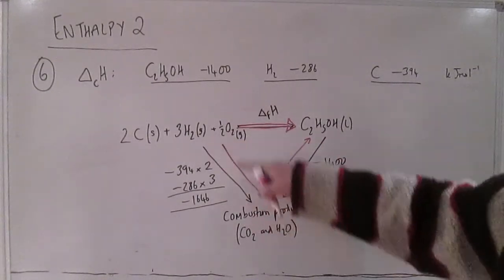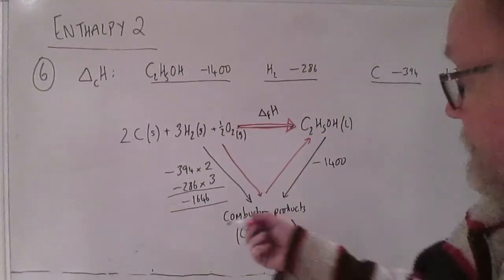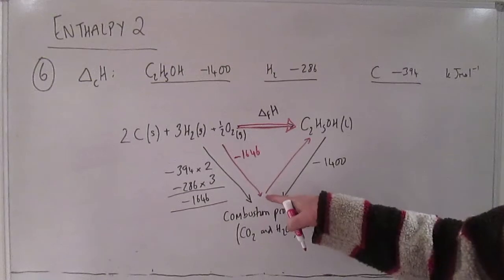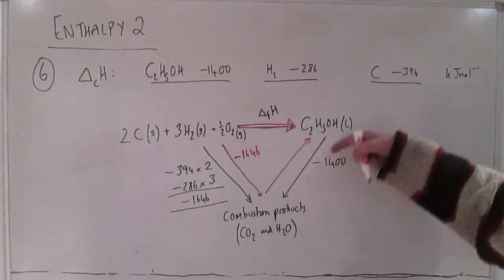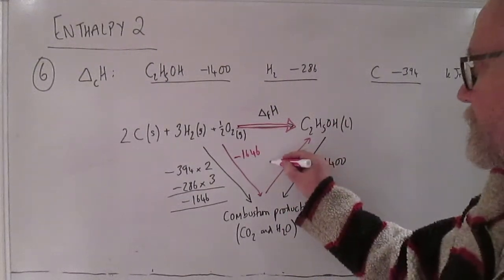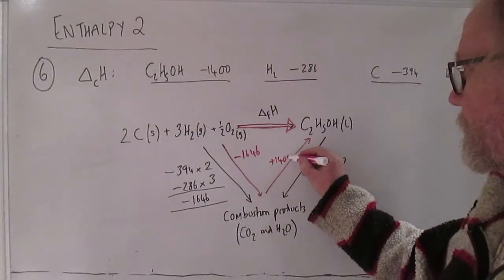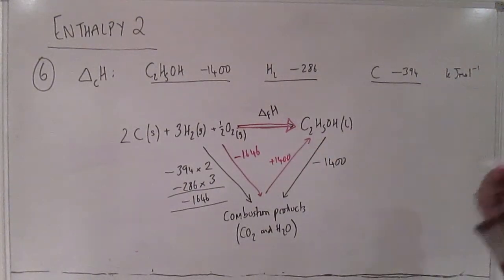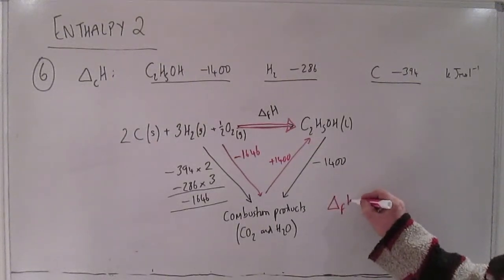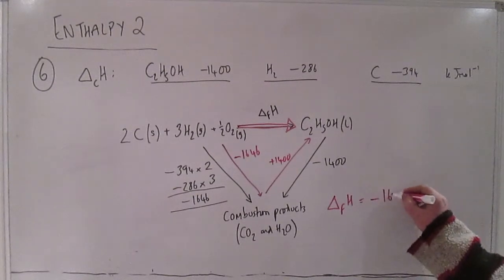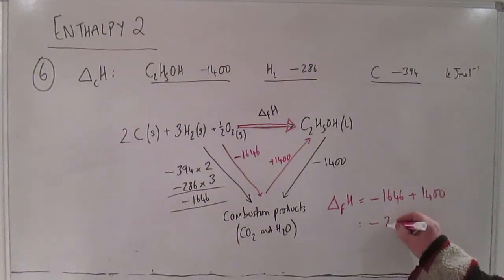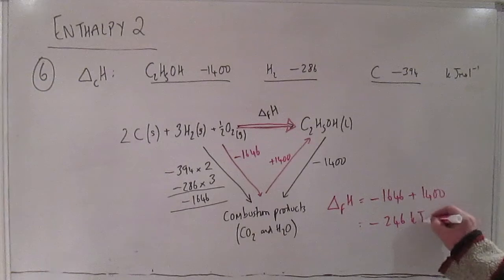First step is the same as that one. You can see the arrows are going the same way, so it's exactly the same. Sign doesn't change. So that's minus 1646. But the second leg coming up here is the opposite of this one. So if it's minus 1400 burning a mole of ethanol, it's going to be plus 1400 going the other way and recreating a mole of ethanol. So plus 1400. And that then means that we can easily calculate our answer. So delta H of formation of ethanol is equal to minus 1646 plus 1400, which is minus 246 kilojoules per mole.